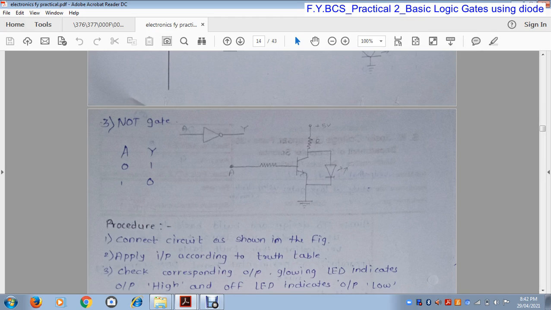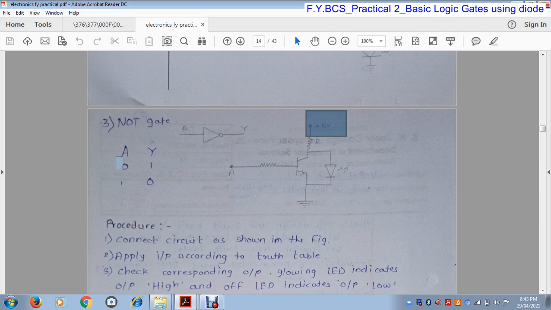Similarly, the NOT gate. Here we design a NOT gate using a transistor and LED. This is the LED. When the LED is off, the output is 0, and when the LED is on, the output is 1. This is the transistor: this is the base terminal, this is the emitter terminal, and this is the collector terminal. Here we provide a 5 volt supply. We know that the base terminal of the transistor is the input terminal.